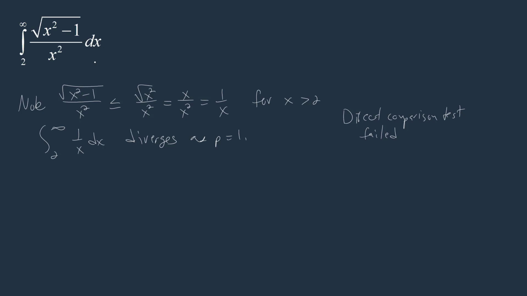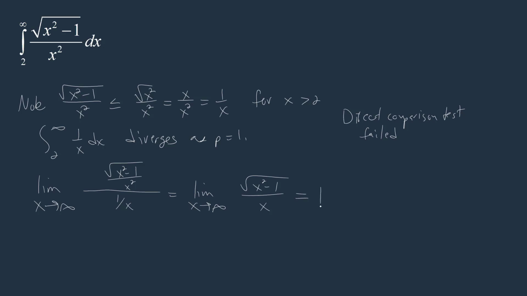So that test failed. But you know what? 1 over x feels really like a good idea. So I won't try direct comparison. I'll try limit comparison. So instead, let's look at the limit as x increases without bound of the ratio of these two functions. So I'll have the square root of x squared minus 1 all over x squared, further divided by 1 over x. That's the limit as x increases without bound of, well, that's just the square root of x squared minus 1 all over x. And that limit, I think you can tell very quickly that that limit must be just 1.